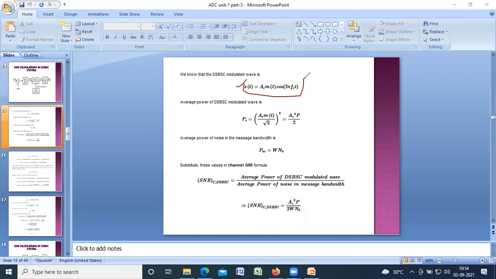Now we have to find out the average power of this modulated wave, and the amplitude here is Ac m of t. And how to find the average power? That is Ac m of t by root 2, and its whole square. And the value of m square t is P, already defined, that is the power in the message signal. Done.